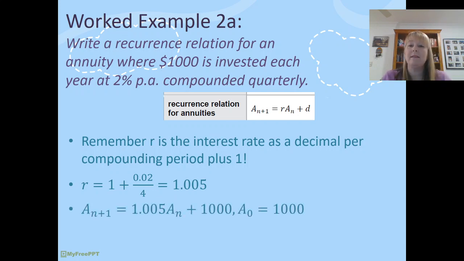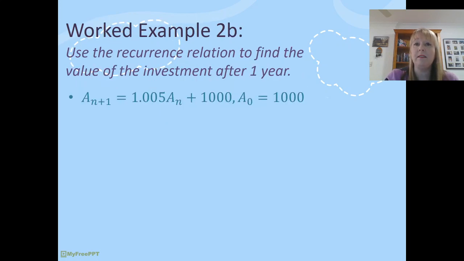So we replace the little letter R with 1.005, and notice I've added the plus 1,000. Now, you might be thinking, but isn't our starting amount going to be the amount of 0 because we're not compounding it? Well, the answer is no, because we compound our beginning amount and then we add 1,000 on after we've compounded. And that's how a recurrence relation works for an annuity. And notice I've got the little comma there with the A subscript 0 is equal to 1,000, because our starting payment, normally our A0 is the principal, but our starting payment is going to be $1,000. So that's the first part of this one.